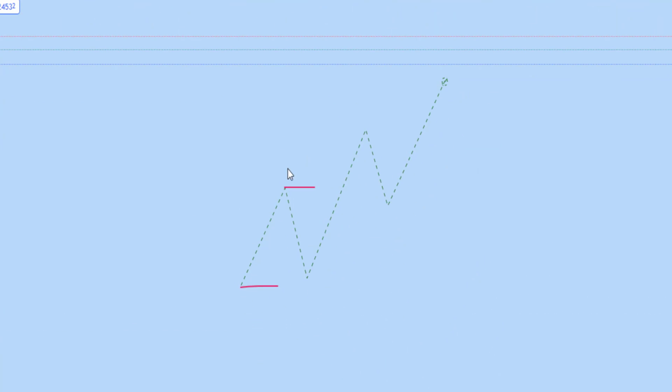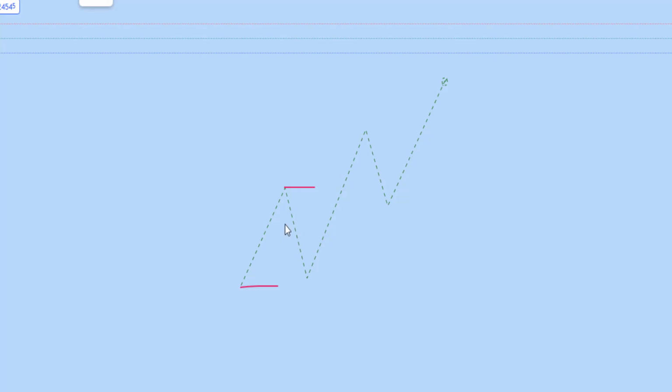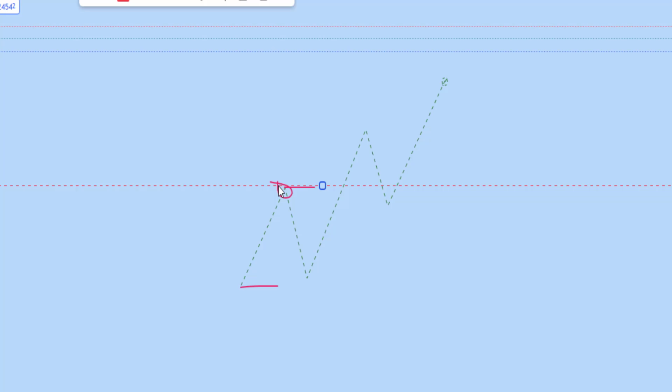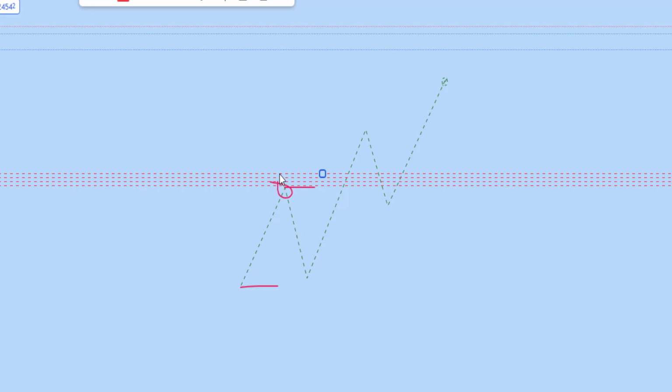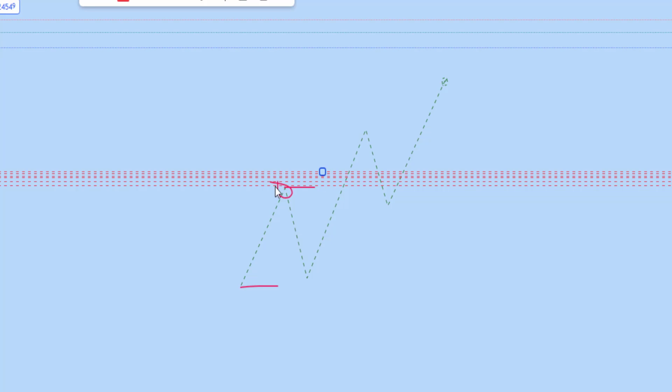Now above here we have liquidity pool residing. What that means is that whenever anybody comes into this market to take a sell from here, where do you think they're going to put their stop losses? They're basically going to put their stop losses right above here. So these are the areas where people put their stop losses if they are selling from here, and that is basically what we call liquidity pool. In other words, pool of money.